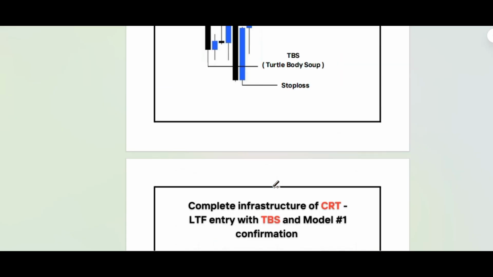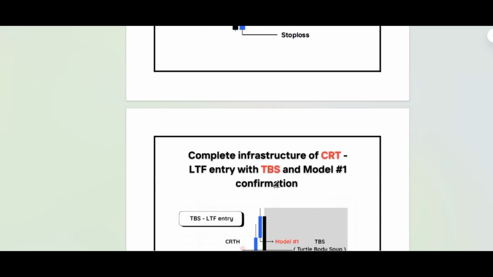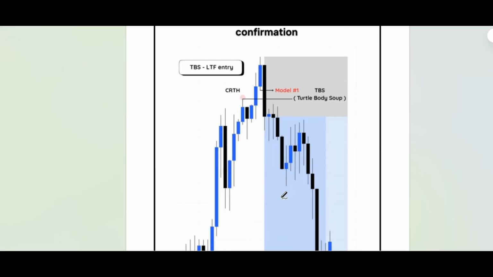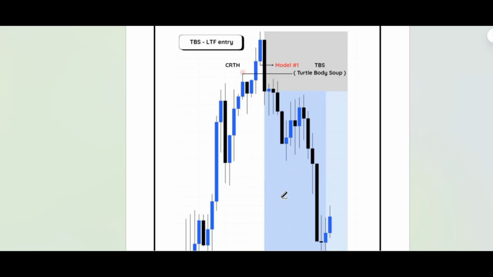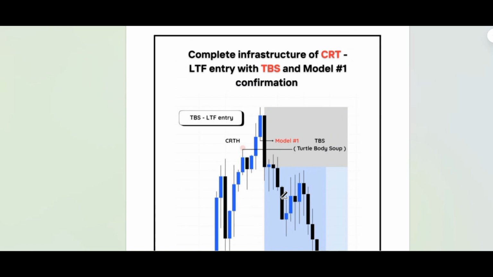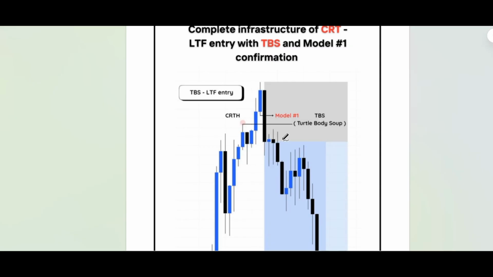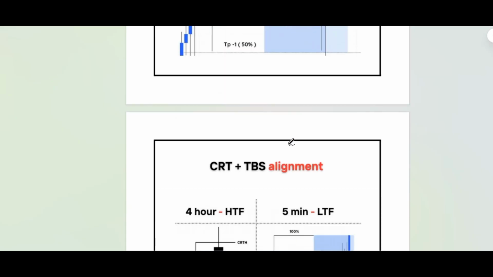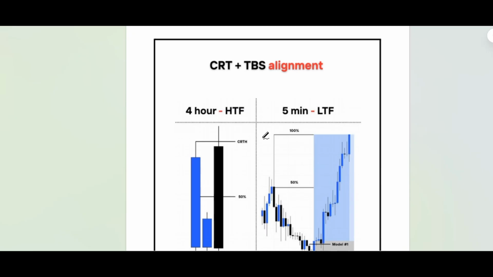Actually, we also have the complete infrastructure of the CRT or lower time frame entry with TBS and Model 1. I suggest you look for this book and read for yourself. This is the complete infrastructure of the CRT and lower time frame entry with the TBS and Model 1. So this is it: Model 1, your stop loss, and then your TBS. These are okay for the alignment.